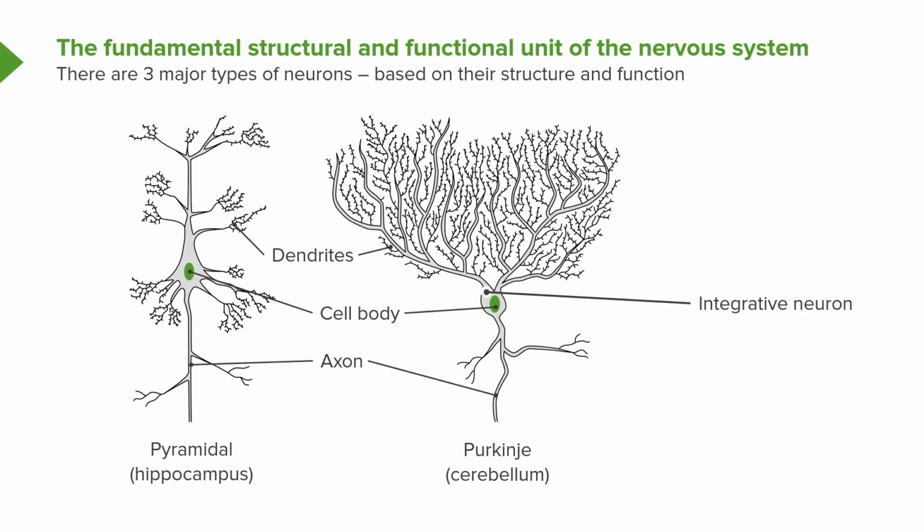Integrative neuron is another term used for these neurons that I mentioned before. They have massive branches of dendritic trees that perceive and receive information.